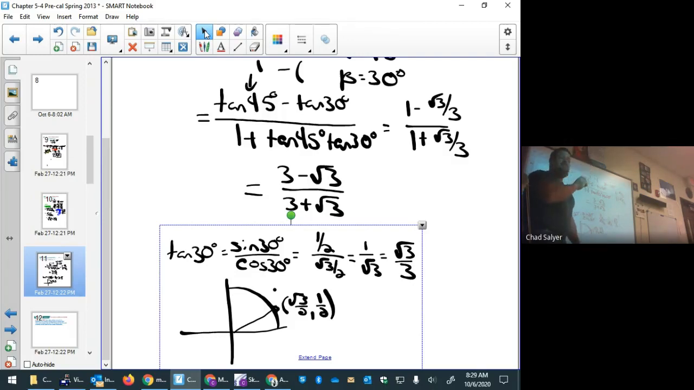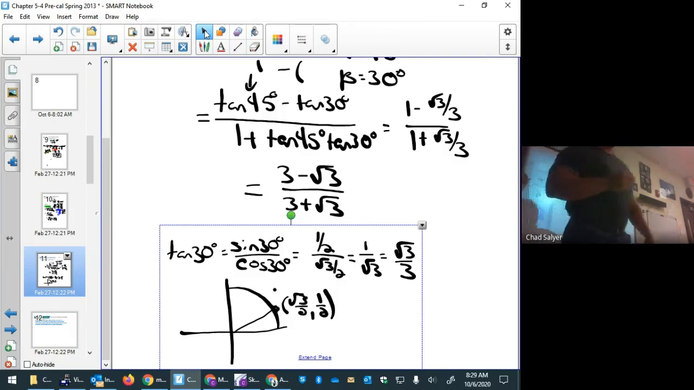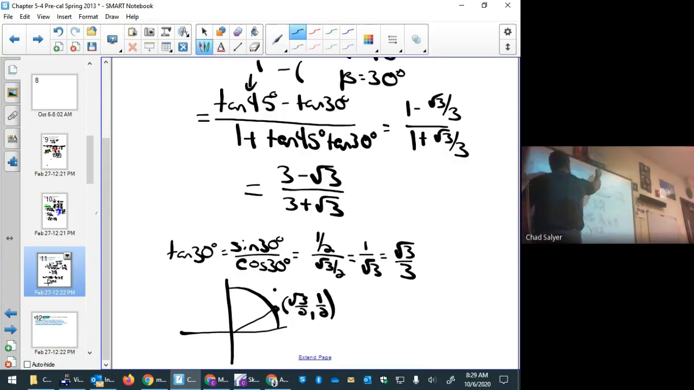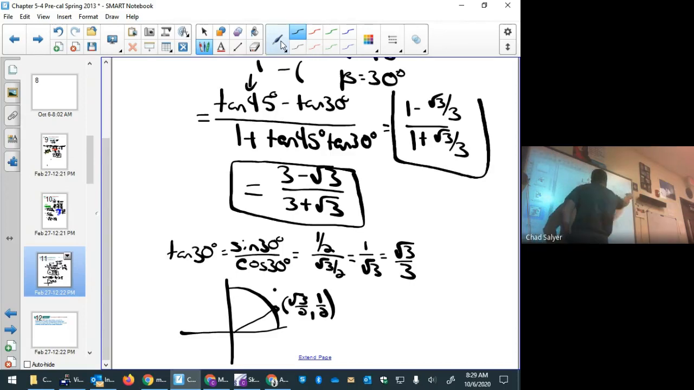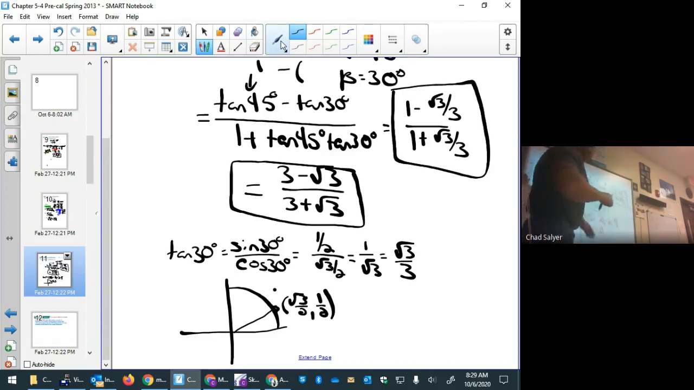I appreciate you voicing that, though, Clay, because that would be a common misconception. And if you got it wrong, that's probably why. So here's what we're looking for. And this is another way to say it, but this would be fully simplified. Okay, so a little practice with those.